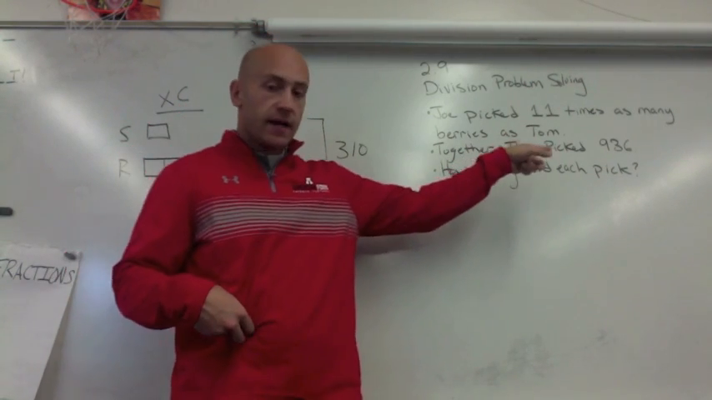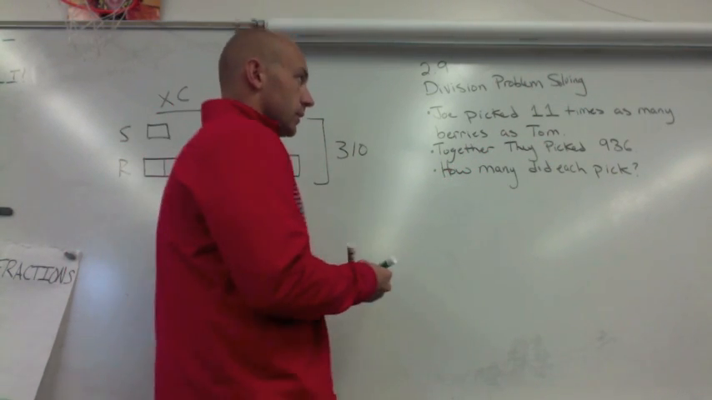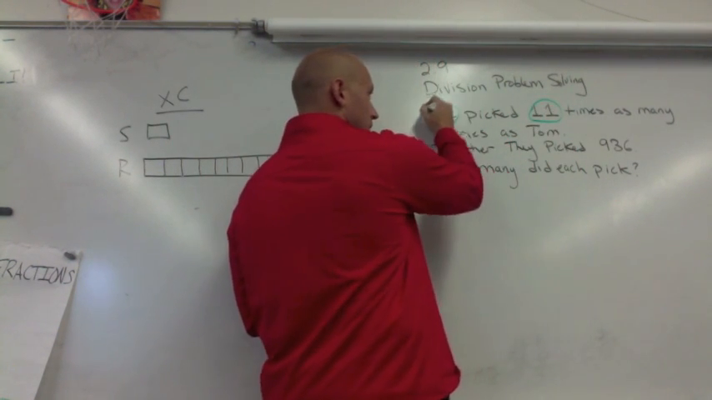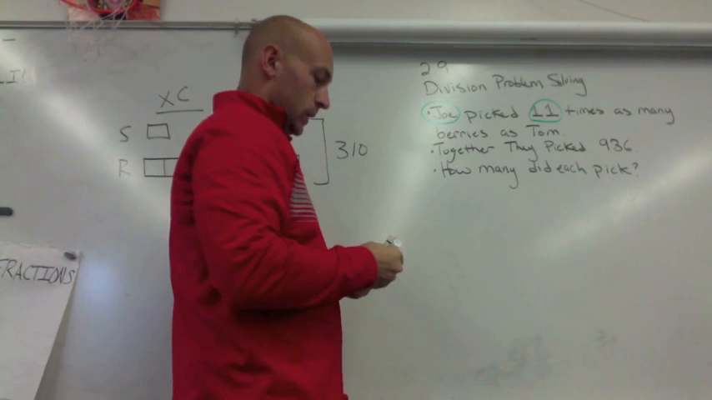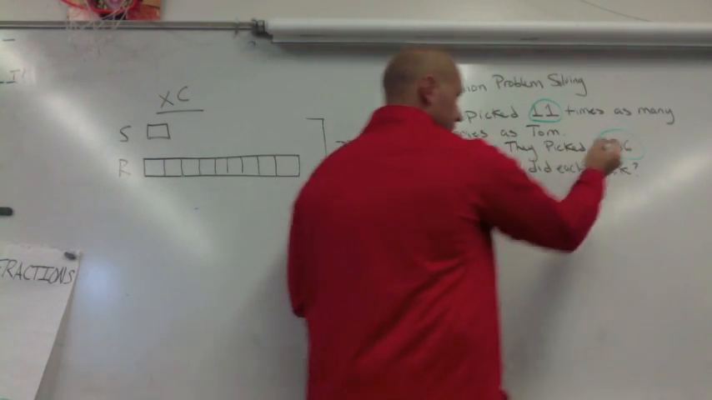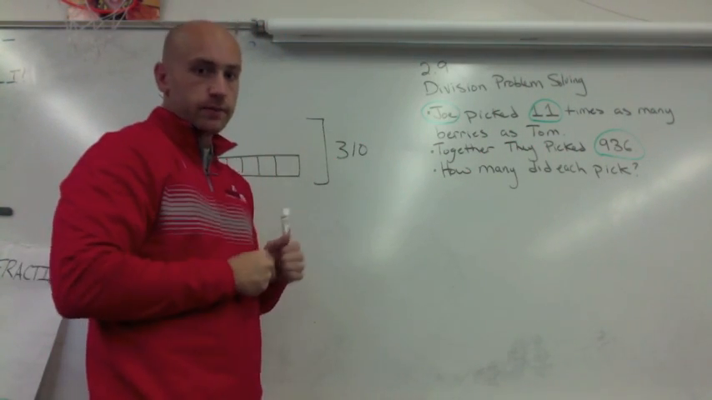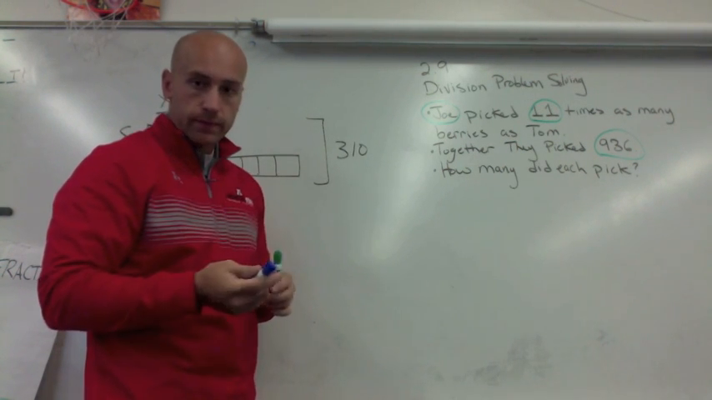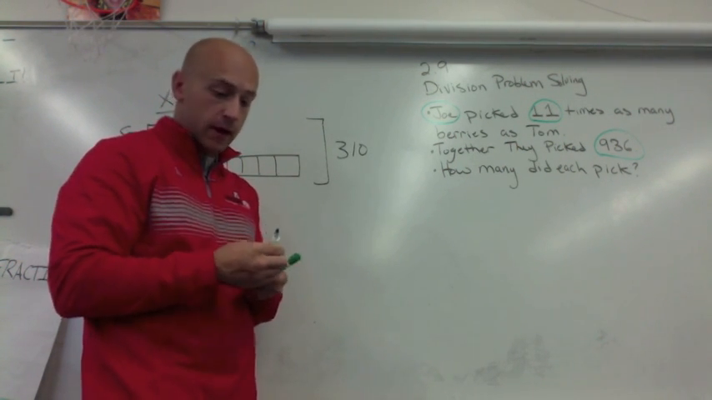Together they picked 936. So the key ones right here are Joe picked 11 times as many berries as Tom, and together they picked 936. How many berries did each person pick? Okay, so remember we're going to use this box method here.